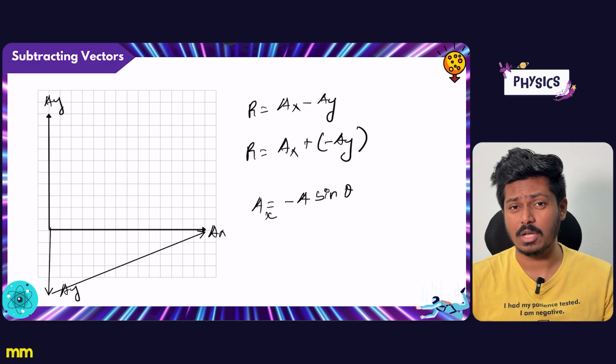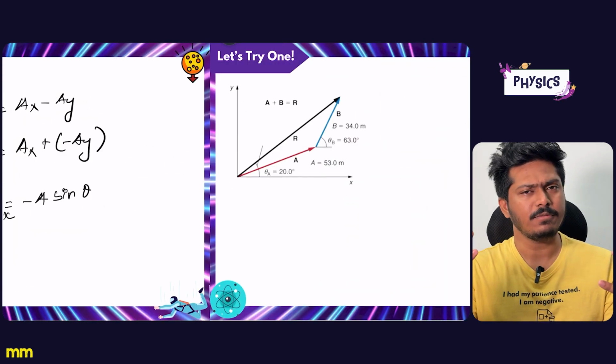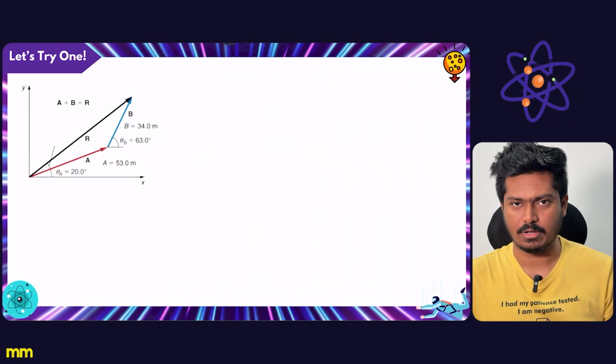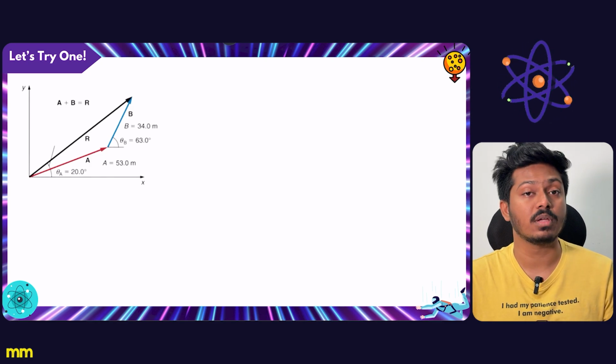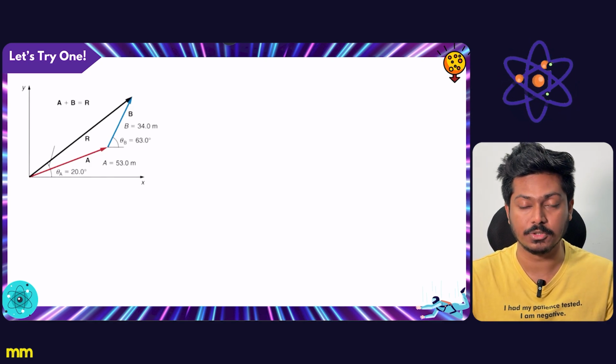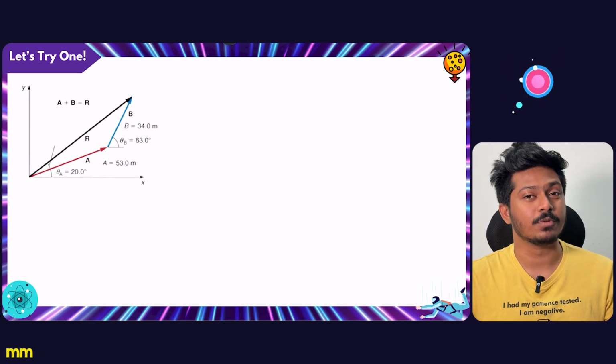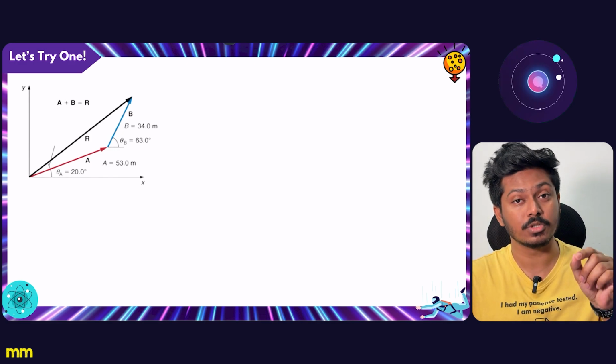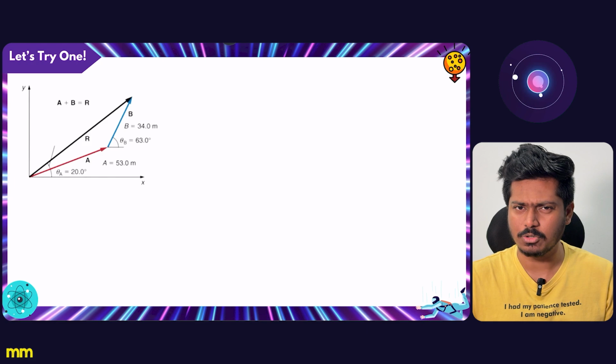Let's take an example to see how this exactly works out. We have a beautiful example in front of us and we have two vectors, vector A and vector B. Both of them have magnitudes and both of them have a respective inclination as well. Now we need to find out what is the resultant vector, which is denoted by R, and we also need to find out the angle of inclination. Let's try to solve this one.